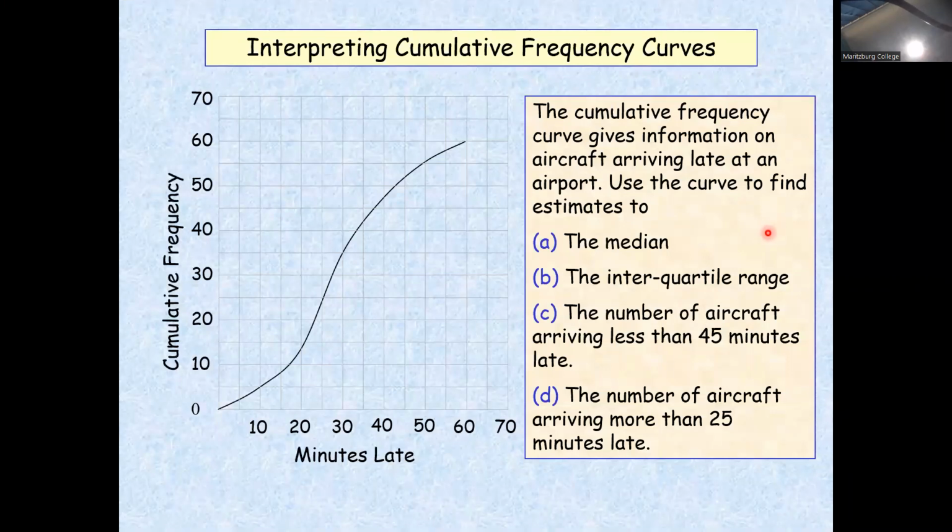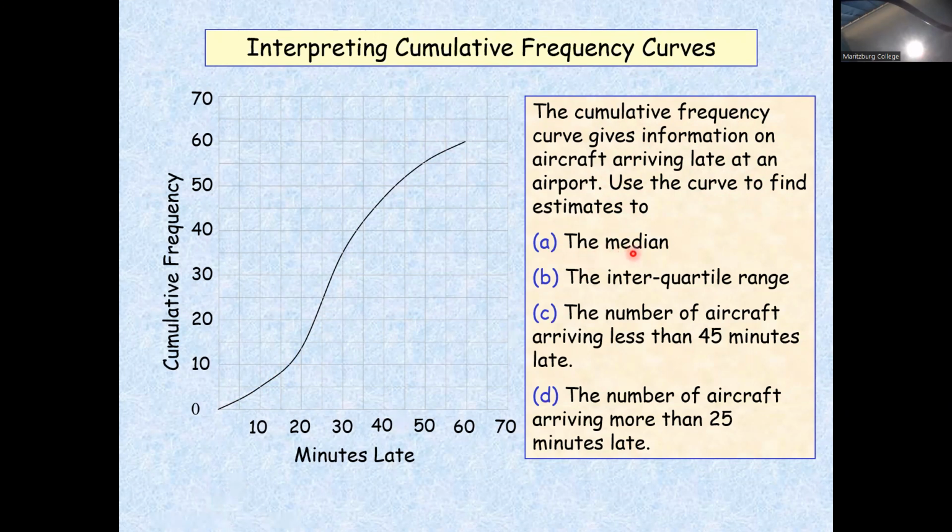Looking at this question, we have the cumulative frequency curve. It gives information on the aircraft arriving late at an airport. And the question says, use the curve to find estimates. The first one, A, is the median. Now, if you look at the curve, it stops at 60, so we have our total.